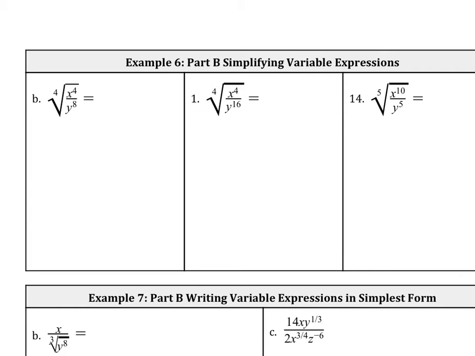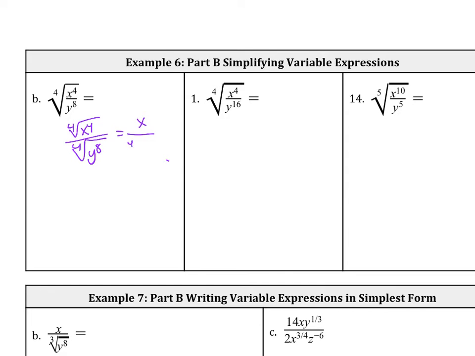Let's simplify some variable expressions. So we've done this before. Let's look at the 4th root of x to the 4th over y to the 8th. Let's just split up the fraction: the 4th root of x to the 4th over the 4th root of y to the 8th. So the 4th root of x to the 4th is just going to be x.